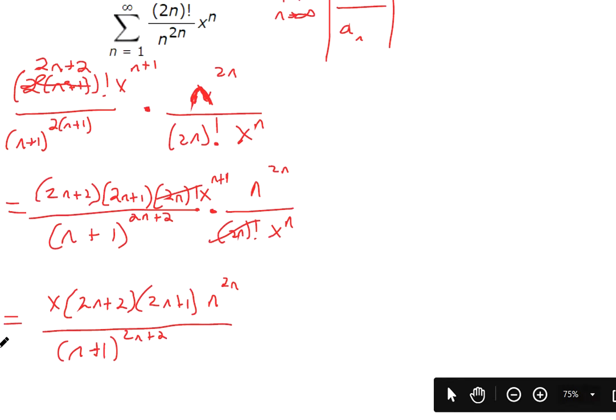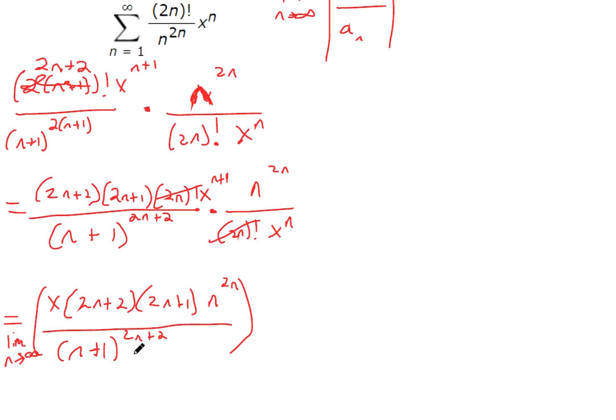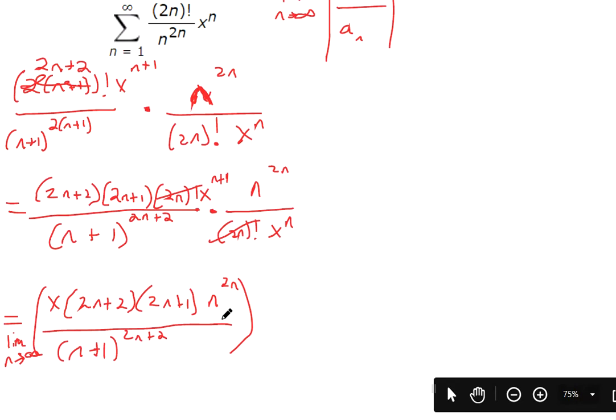Let's see. So we're still evaluating the limit as n goes to infinity. I just dropped that notation to save my hand some writing, I guess. But when you do the ratio test, you're evaluating the limit as n goes to infinity. Let me see what else we can do here. 2n plus 2.